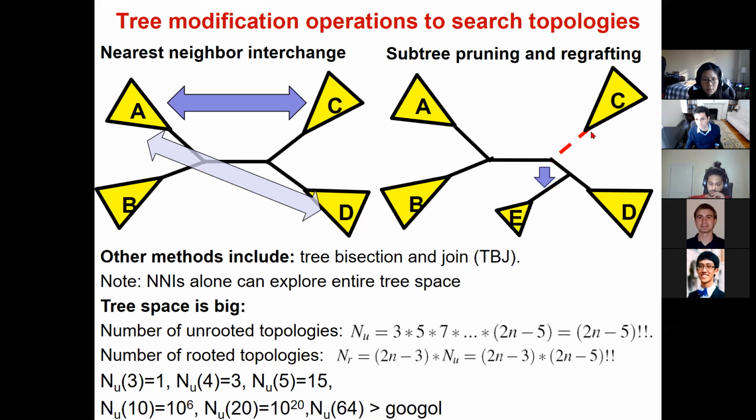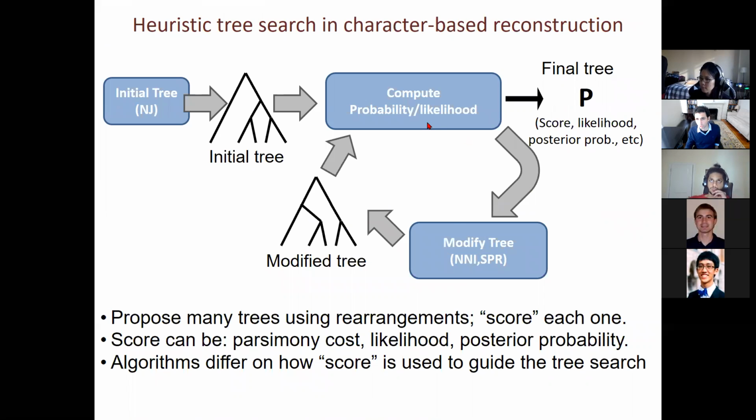Okay, for example, C, instead of being on this branch, can now go on that branch. So we can basically modify the tree using these operations, calculate the score of the modified tree, and then choose to accept or reject based on the difference in likelihood between the modified tree and the original tree. So we propose many trees using rearrangements.